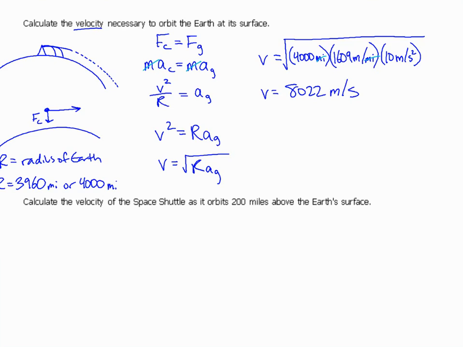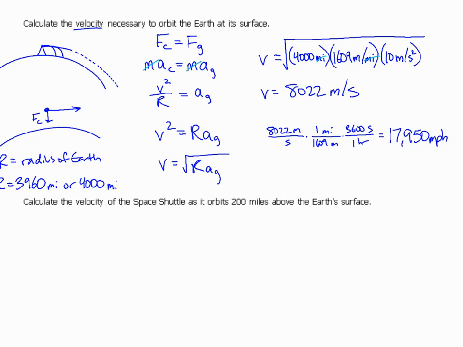Now this is velocity in meters per second. Let's think about this in terms of miles per hour, because we are generally more familiar with miles per hour. So 8,022 meters per second. We know that 1,609 meters is 1 mile. We know that there are 3,600 seconds in an hour. We come up with the velocity necessary, 17,950 miles per hour.